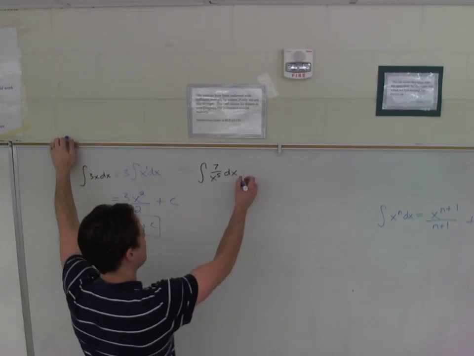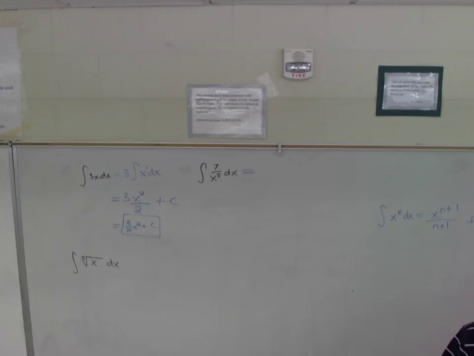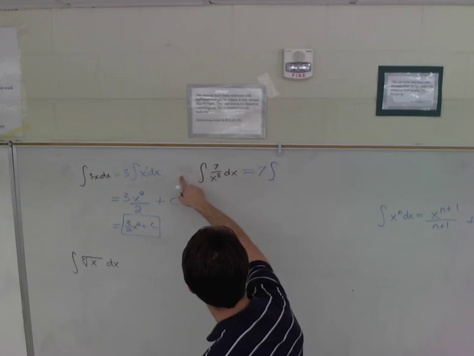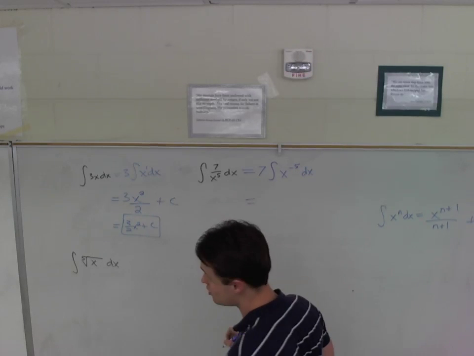So then, what do you guys think I should do for this one? X to the negative 5. Remember, that's what we did with derivatives. We rearranged it so we could see it. So you go 7 integral, I put the 7 outside, x to the negative 5 dx. Don't forget your dx's on those steps.